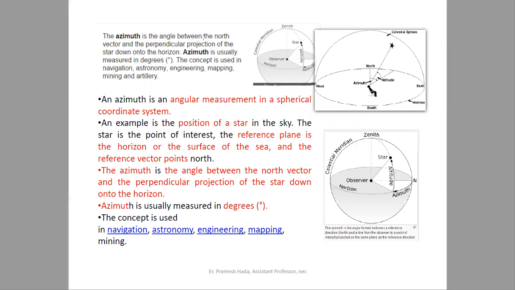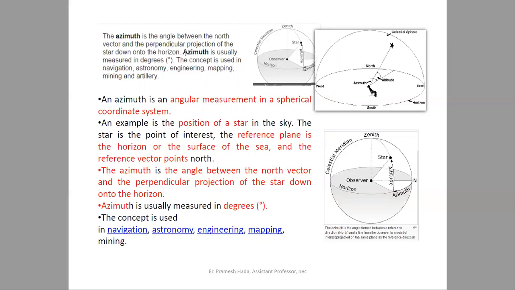So let's go by definition. Azimuth is the angle between the north vector and the perpendicular projection of this point down to the horizon. Means if its perpendicular position is here, then azimuth is the angle from this north to this point, that is, its perpendicular projection to the horizon.